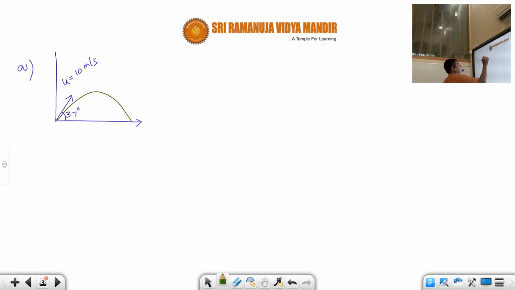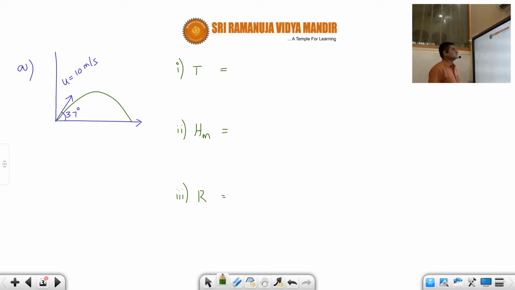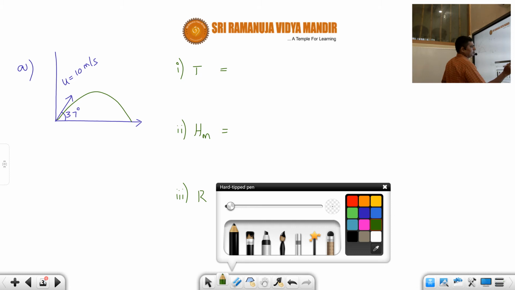Now they are asking first, time of flight, second, h max, and third, range. We have standard formulas, and these standard formulas are applicable only for level to level projectile. Okay, students, level to level projectile. Now let us solve the first one, which is time of flight. What is the formula for time of flight, students?